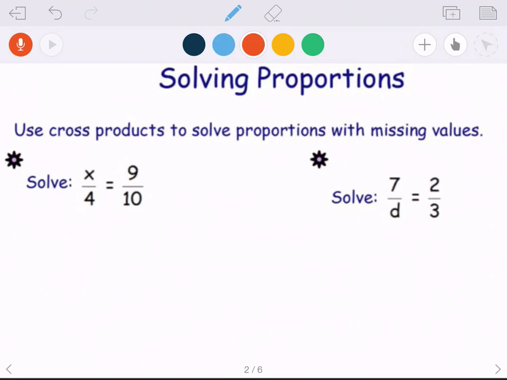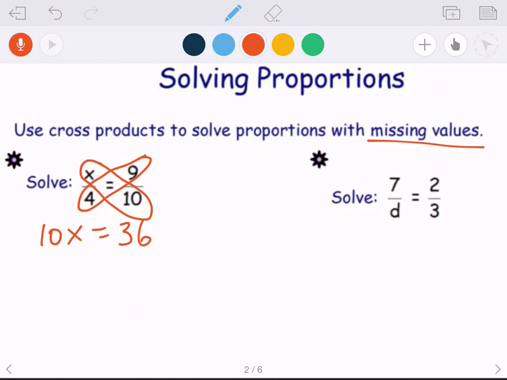Here are some examples with variables. So another question I could ask you is, use cross products to solve proportions with missing values. So again, we are still going to cross multiply. So in this first example, when we do that, we are going to get 10 times x. 10 times x is just 10x equals 36. So now we have a little one-step equation.